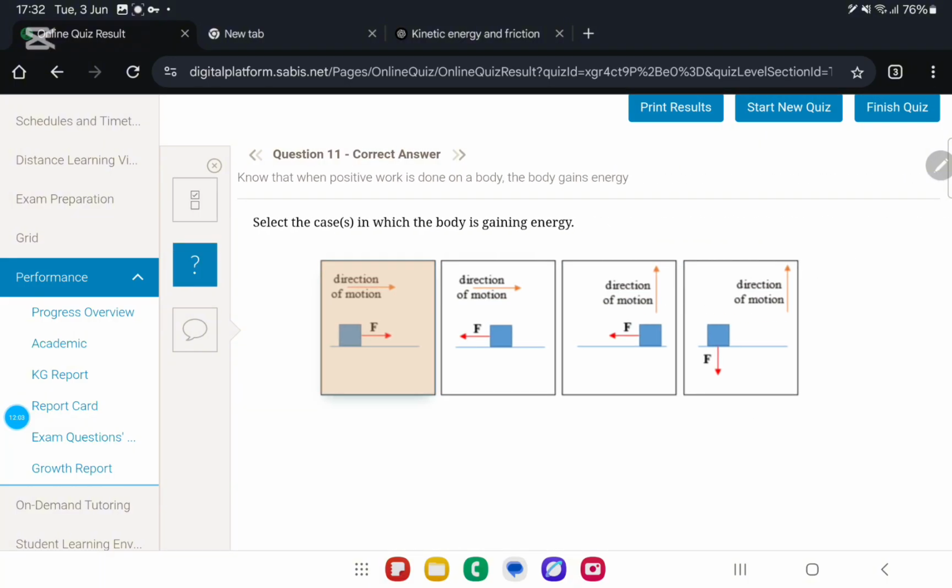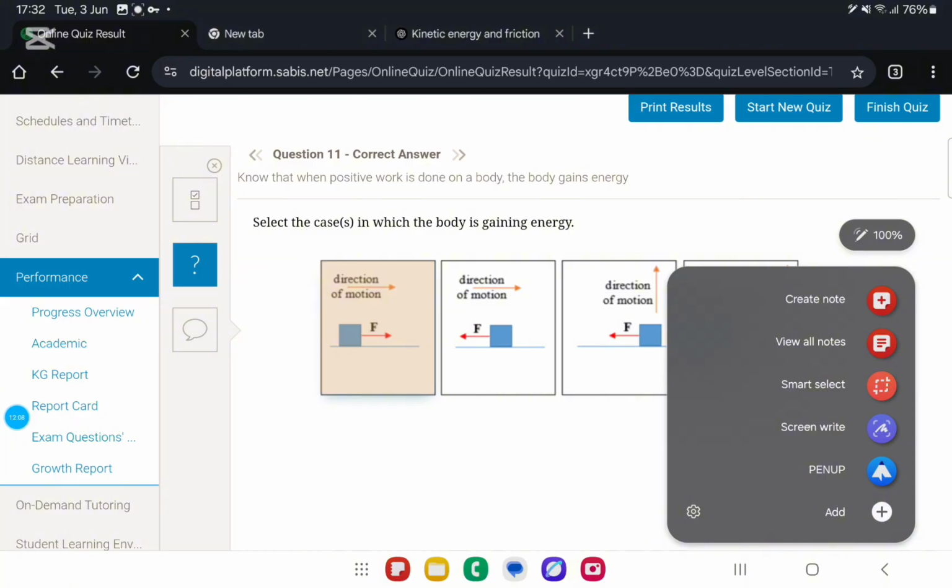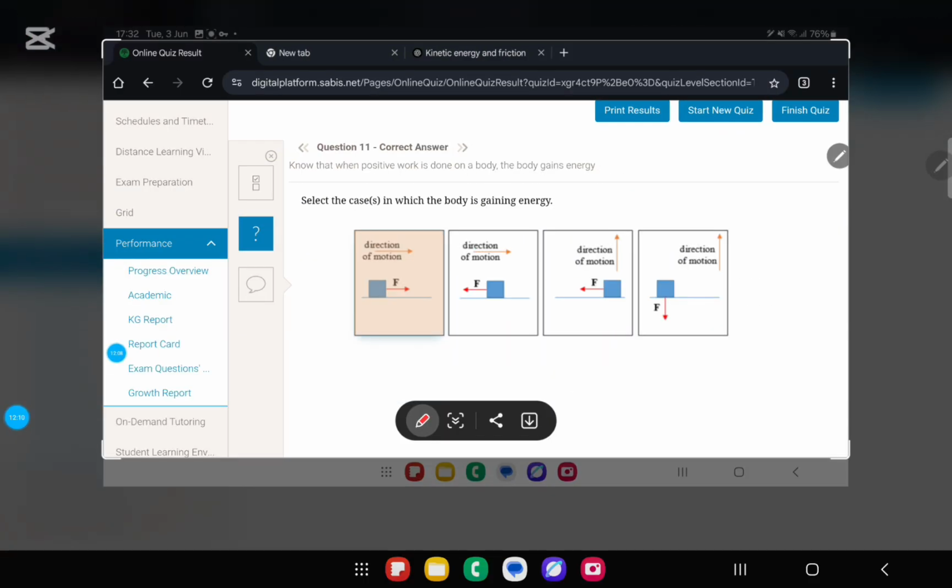Now, select the cases in which the body is gaining energy. Let me just explain something really quickly. Here, when they say gaining energy, they're asking for motive. Basically, it means the force moves in the same direction as the direction of motion. So as we can see here, the arrow moves here, and the force moves here. So the same direction. Since it's motive, it's moving along the direction. It's not resisting. So when it's moving along, it's gaining energy.